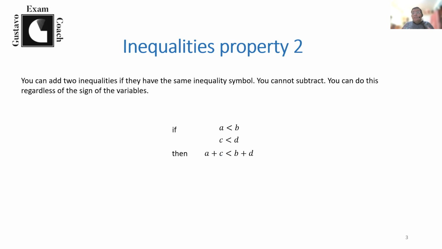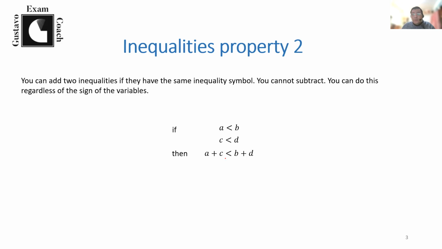You can add two inequalities if they have the same inequality symbol. You cannot subtract inequalities, and you can do this regardless of the sign of the variables. Let's say that we have two true inequalities such as A is less than B and C is less than D, where A, B, C, and D all represent different algebraic expressions.